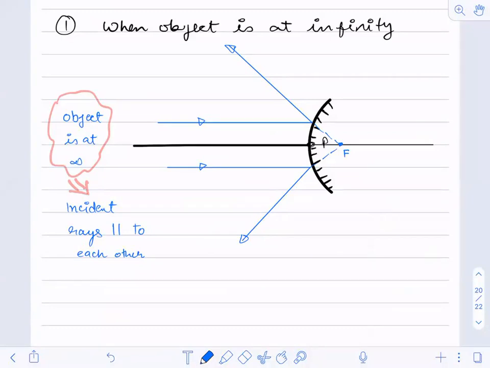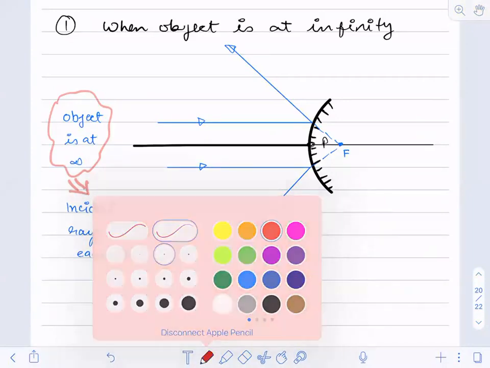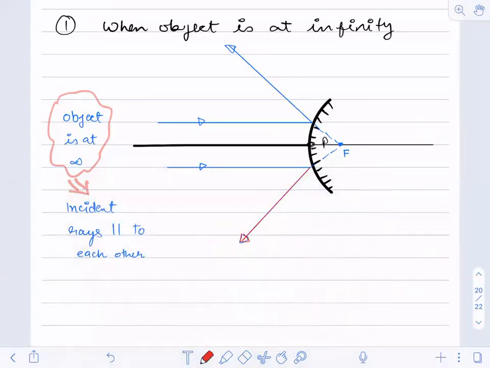Actually, we have our reflected rays here. This is my first reflected ray. This is my second reflected ray. And these rays appear to be coming from this point.